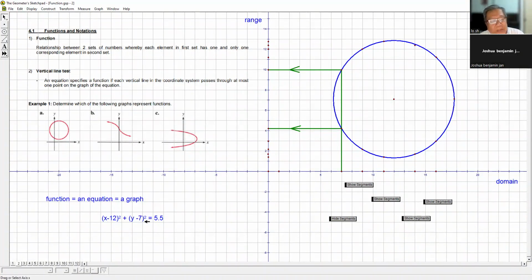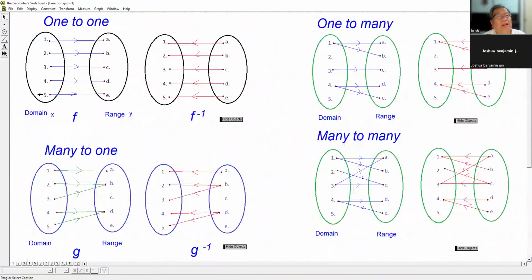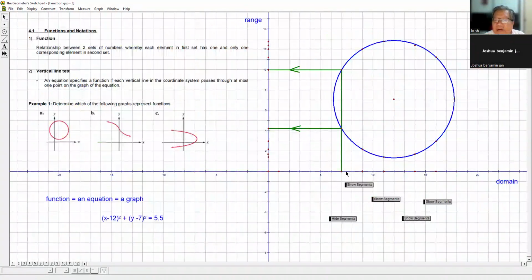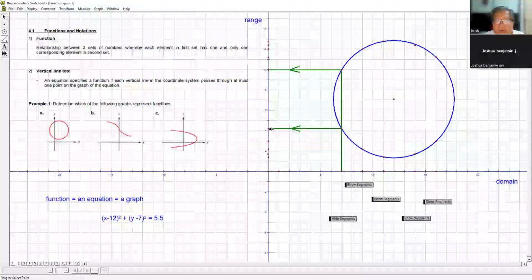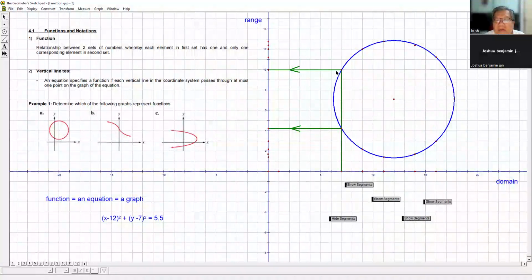So I choose one number from the domain, like that. I choose one number, 7. Then cut across the graph and look at the range. Because it cuts at 2 points, there are 2 numbers in the range. So it is one to many. So this is not a function.